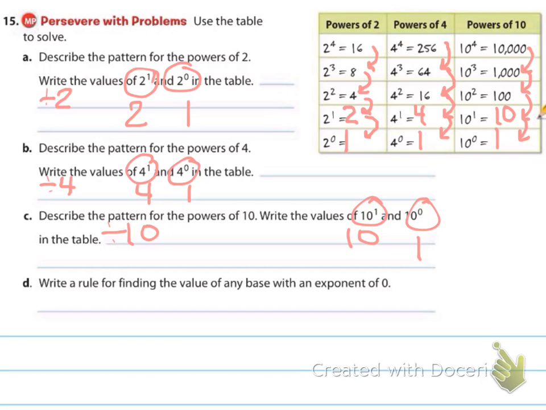10 to the 0 power is 1. So write the rule for finding the value of any base with an exponent of 0. The rule is that it will be 1. And I know that's weird because a lot of us want to think that that's going to be 0, but if you see the pattern, it goes with it.